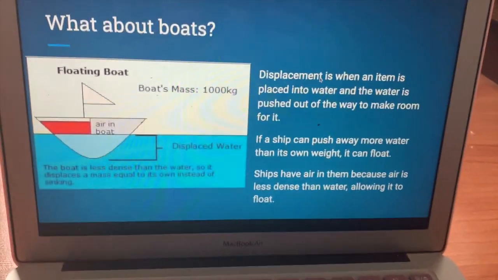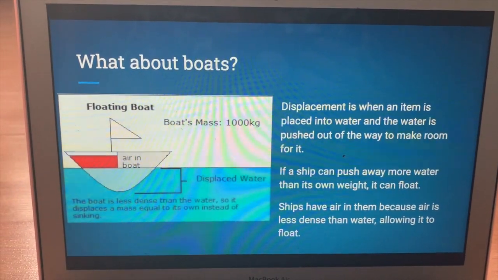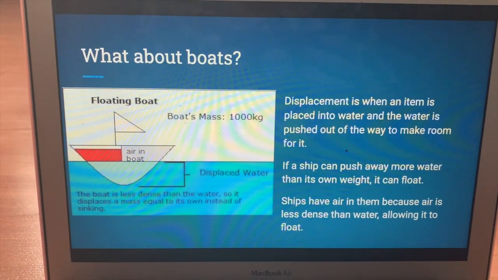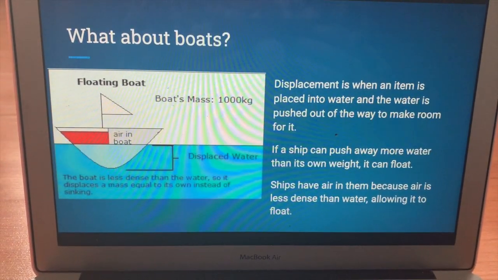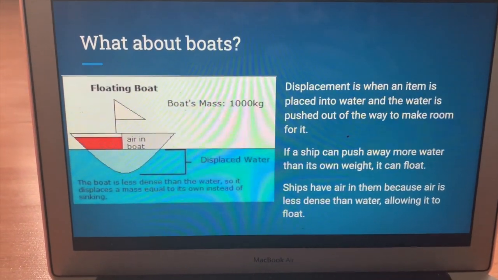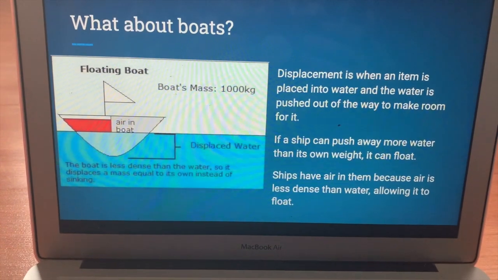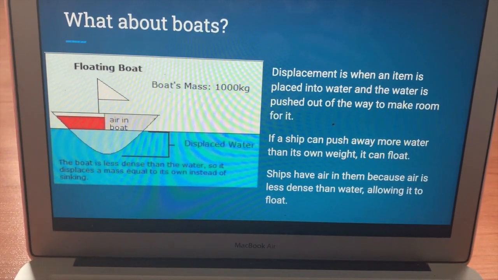Okay, so you're probably thinking, well, what about boats? So boats have this thing called displacement whenever they're placed into the water. Displacement is when an item is placed into the water, like the boat, and the water actually moves out of the way to make room for it. And if the ship can push away more water than its own weight, it can float.